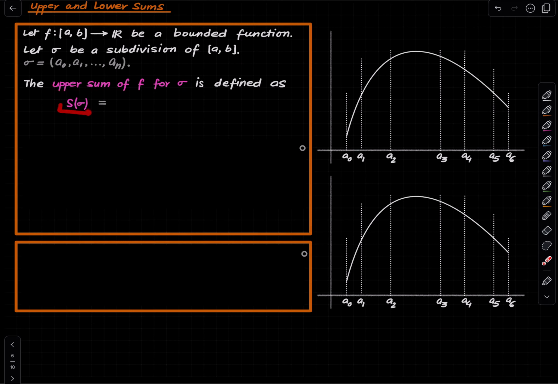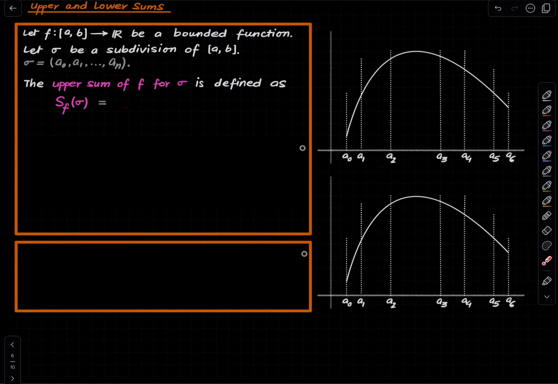Notationally it is this, and again the function f should feature here somewhere in this notation, which we forego usually because it becomes cumbersome. Maybe I'll write a subscript here, but I don't know if I'll be consistent with it. So the upper sum of the function f with respect to the subdivision sigma, or for the subdivision sigma, whatever you want to put there. The English is not important. What is it? So let's look at this picture and try to motivate or illustrate the definition here, and then we'll write the formal thing.